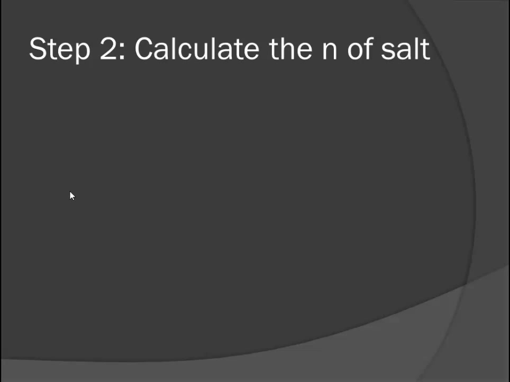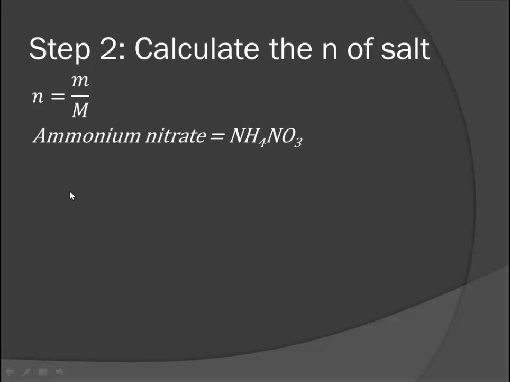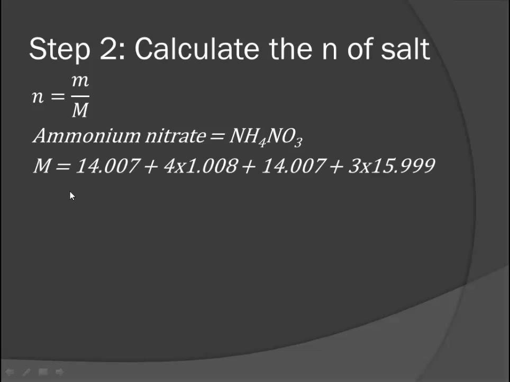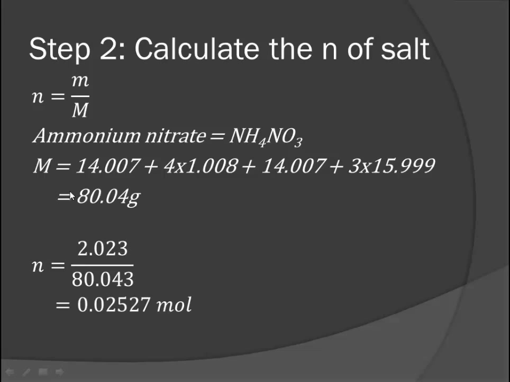Step number 2 is to calculate the number of moles of salt. To do this, we use the equation n is mass over molar mass. Now the salt in this case is ammonium nitrate. That's the formula for ammonium nitrate. So the molar mass, I'm just looking up all the values for these various elements on the periodic table. If I add up all of those values, I end up with a molar mass of 80.04 grams. So the number of moles is the mass of salt, 2.023, divided by the molar mass, 80.043, which turns out to be 0.02527 moles.